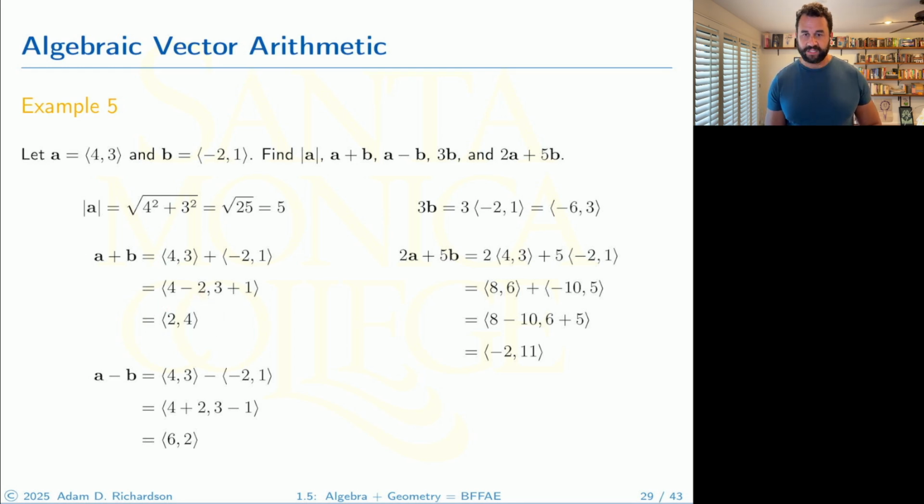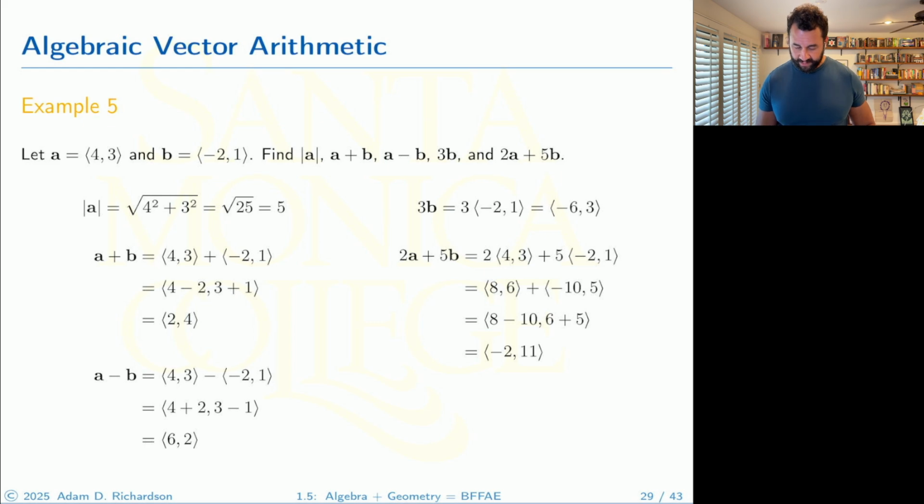Subtraction. What's A minus B? You subtract component-wise. 4 minus -2, 3 minus 1 gives you 6, 2. What is 3b? Scalar multiplication. It occurs component-wise. So I'm going to do 3 times 2 and 3 times 1, and you get -6, 3.